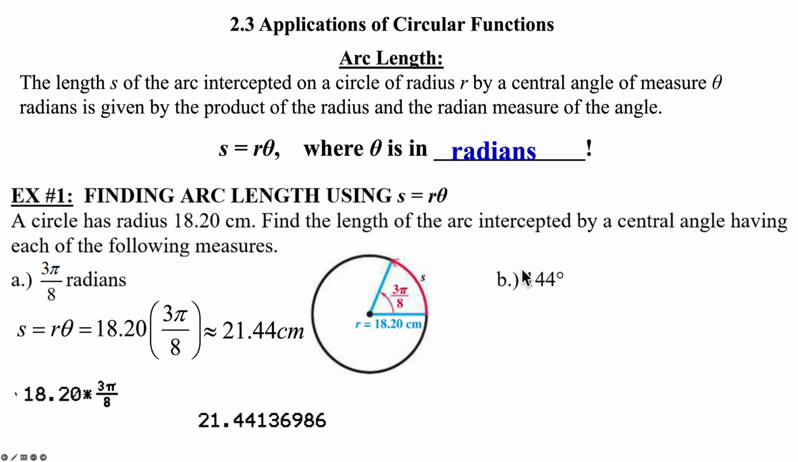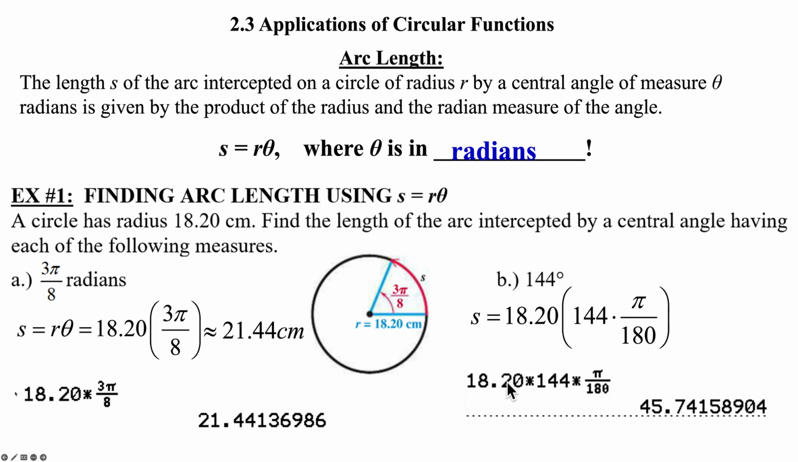Part B, now they give us a central angle in degrees. So when we set up our s equals radius times theta, we're going to have to take the 144 and multiply it by pi over 180 so we can get the degrees to cancel. So you can reduce this if you wish, or we can just go to the calculator. Again, enter everything in. 18.20 times 144 times pi over 180. We get 45.74 centimeters.